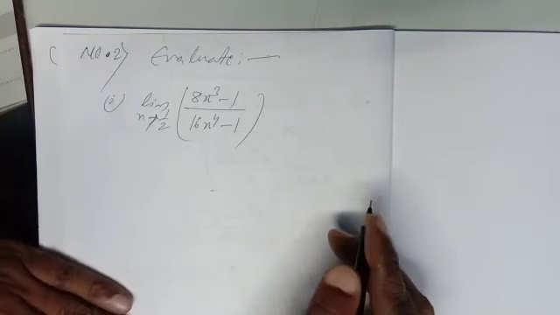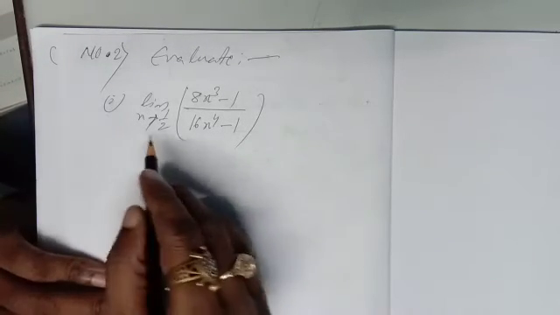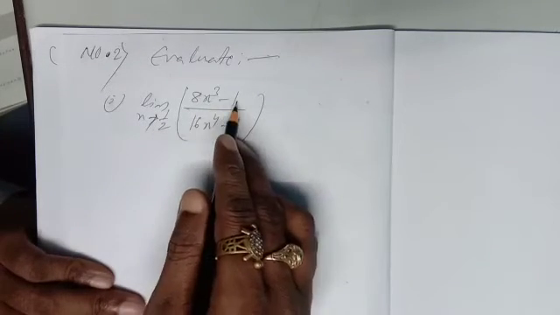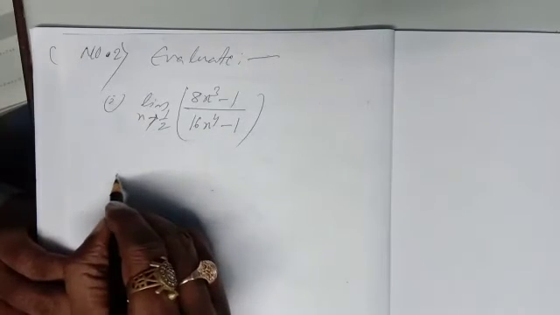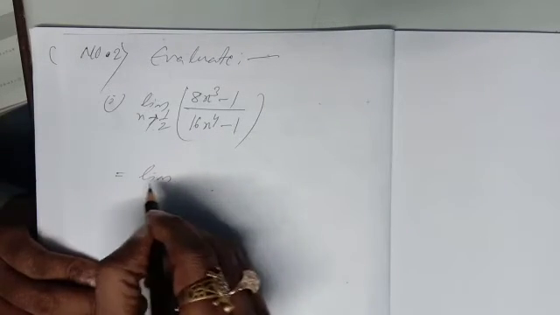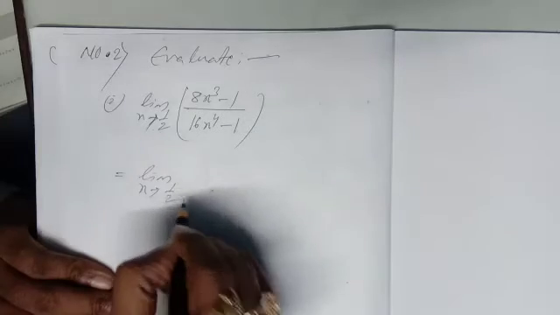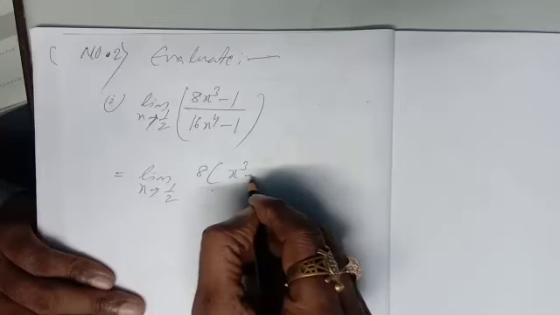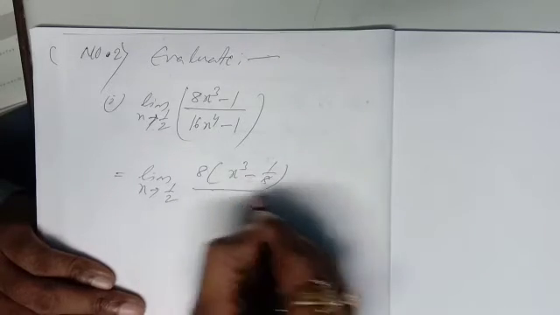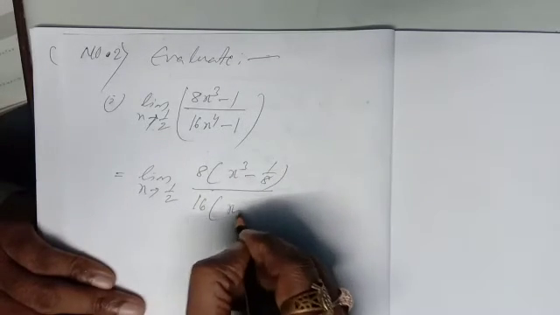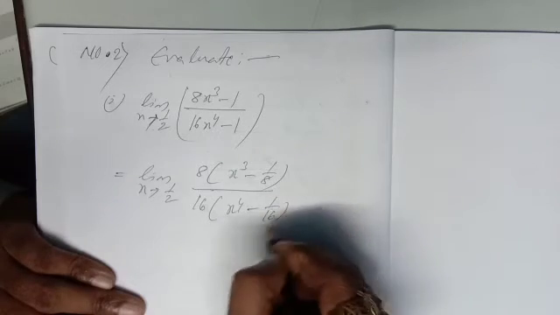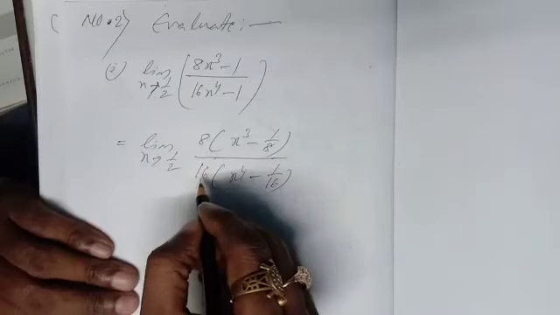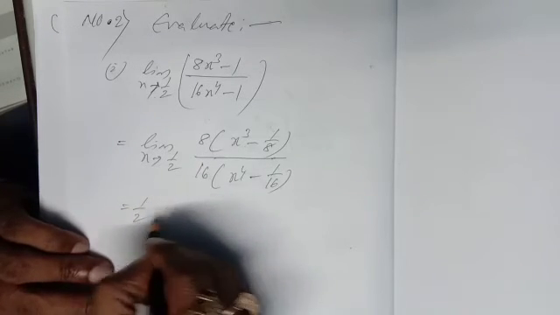See the question number 2, evaluate the limit. Number 2 first part: limit x tends to half, (8x cube minus 1) by (16x to the power 4 minus 1). You have to write like this. Take 8 common in the numerator, this will be x cube minus 1 by 8. And in the denominator take 16 common, this will be x to the power 4 minus 1 by 16. Now 8 and 16 will be adjusted, and 1 by 2 will come here.